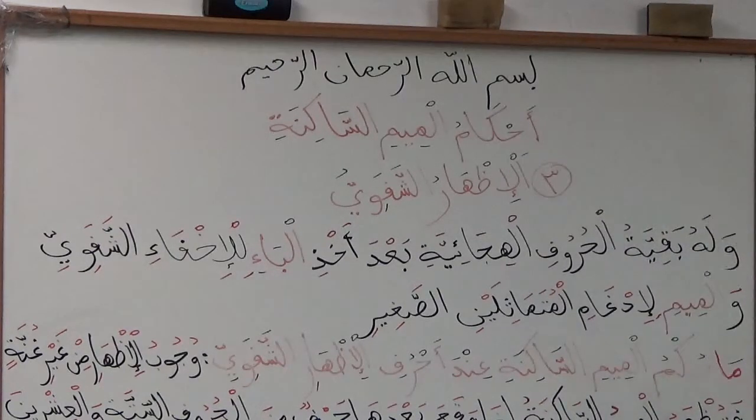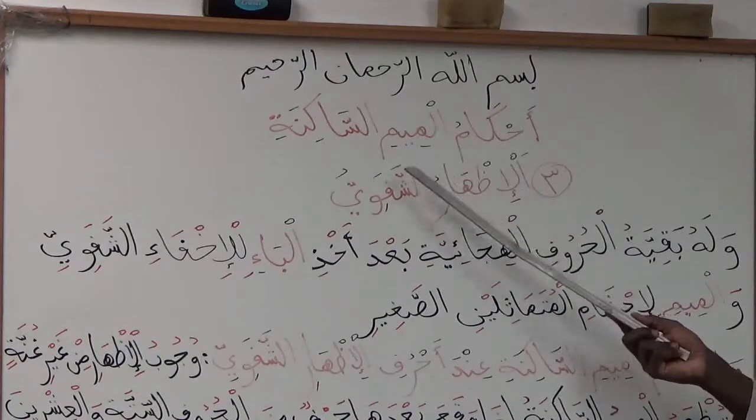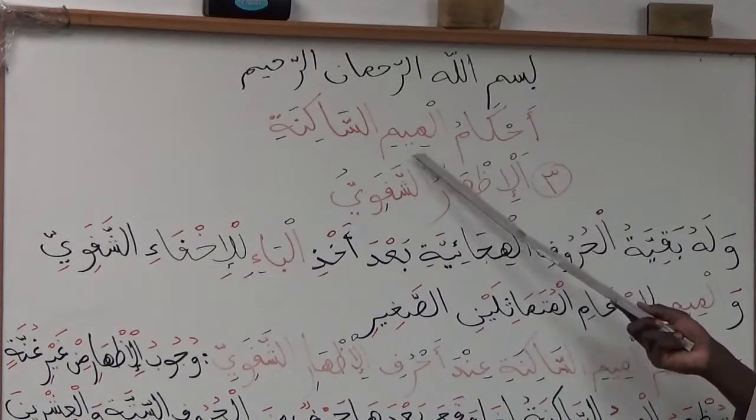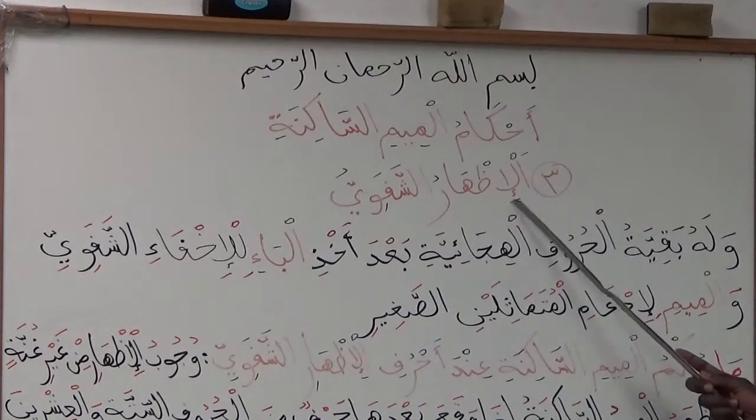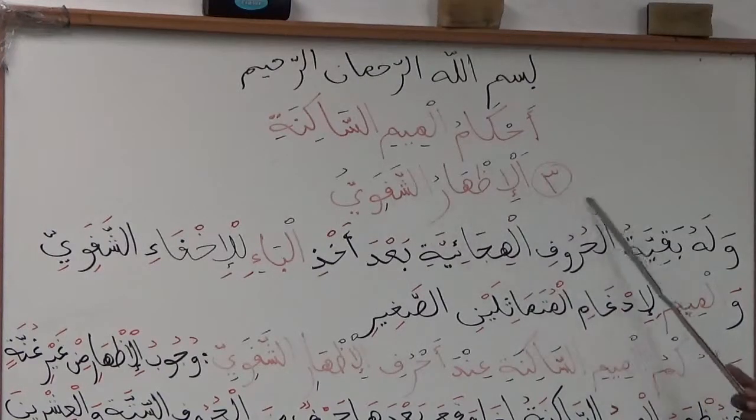So here's the title. It hasn't changed, because we're still talking about the chapter of Ahkamul Mim Sakina, the rules of mim that has a sukun. So when I see a mim that has a sukun, what is the rule that I apply? If it is followed by a ba, I know that I apply al-ikhfa' ash-shafawi. If it is followed by another mim that has a vowel, I know that I apply idghamul mutamathilayn as-saghir. So today we learn al-ilhar ash-shafawi. This is al-hukm ath-thalith, the third rule.